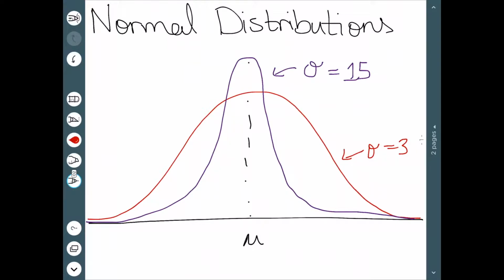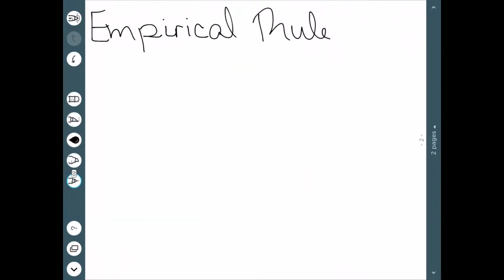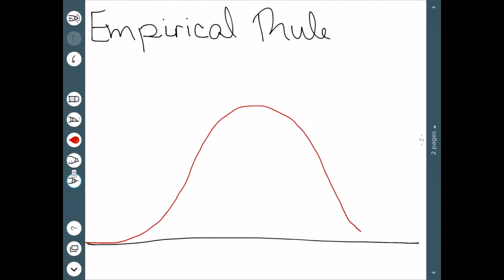So now that we have a basic understanding of what a normal curve looks like, let's talk about some of the things that we can tell with this. The first thing we're going to look at is the empirical rule. So if I consider a standard normal curve, let's say this one.